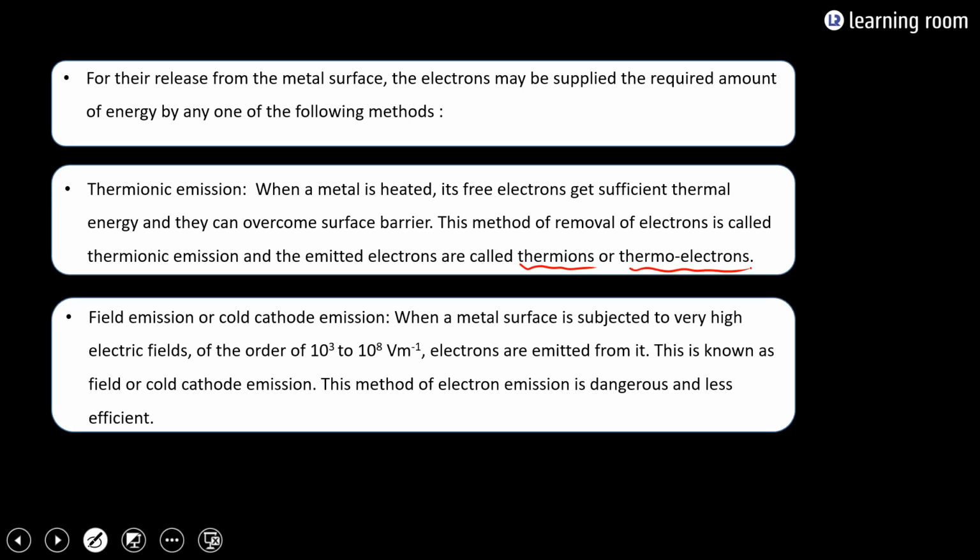Whenever you talk about the field which is used to do some work, you generally use volt per meter, because work is much closer to volt, right? If this order of field is applied, electrons will get emitted, and this is known as field or cold cathode emission. This method of electron emission is dangerous and less efficient also, because when you are subjected to the field, there is some risk that is possible.